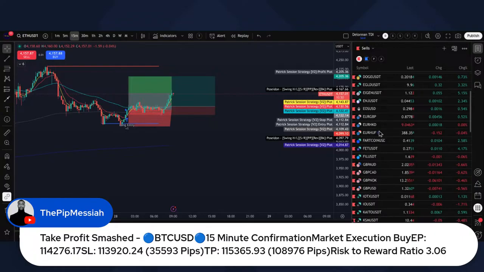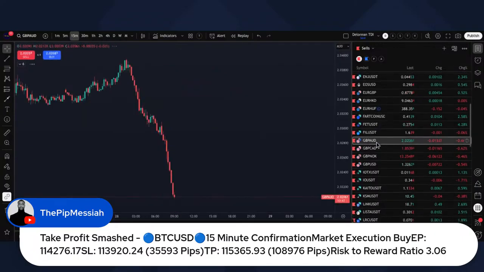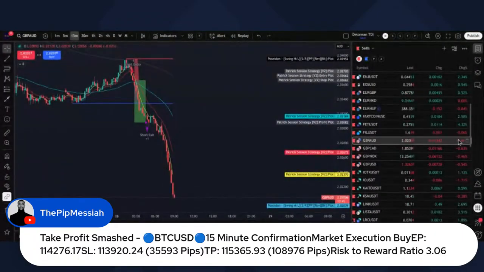Ticket wins on Great British Pound. I wonder if any of these other ones are close. Well, that one shouldn't even be there anymore. We had take profit on that earlier this morning, and look how far it's fallen since then. That's crazy work.